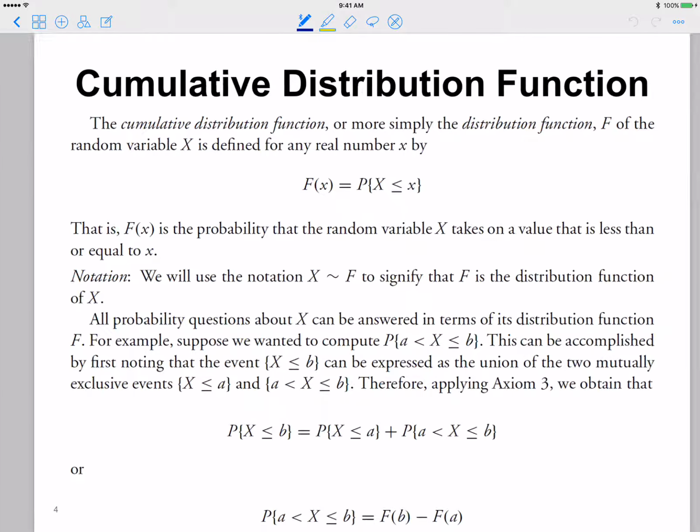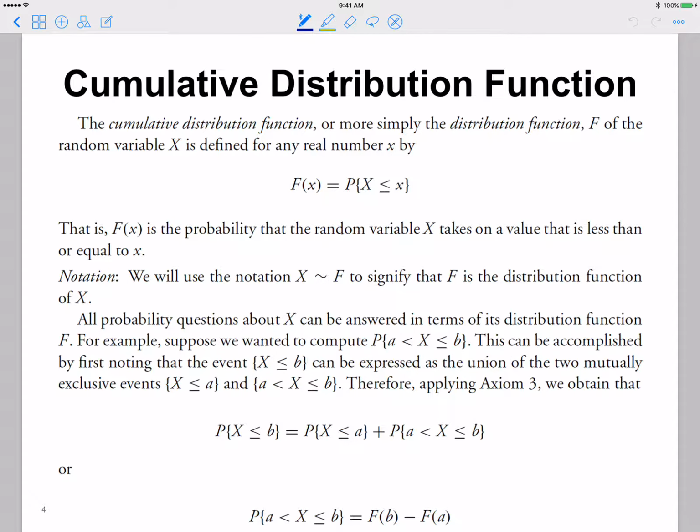Okay. This is the example that we saw. And then let's study this cumulative distribution function. So this is another type of probability function. We have a random variable x, and then we consider the probability of observing this random variable x being equal to or less than a particular value.